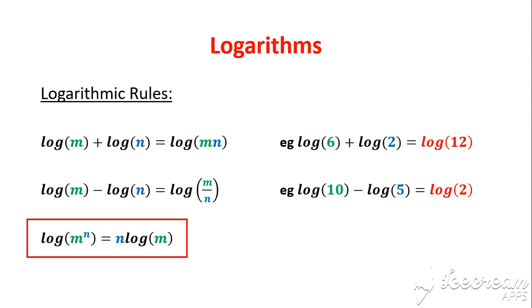Now our last rule: the log of the number m raised to the power of n is equal to the number n comes out the front and times us by the log of m. And our example says the log of something like 2 to the power of 5 is the same as 5 times the log of 2. The 5 comes out the front and times is by the log of 2.